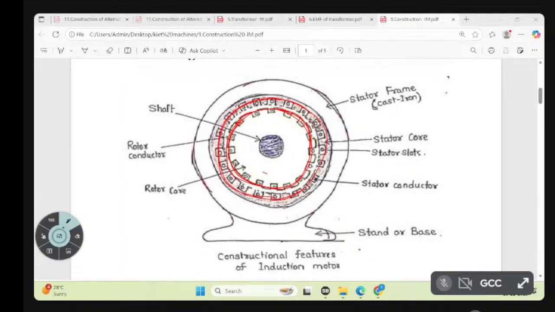Induction motor working of a unit, that is called double revolving theory.